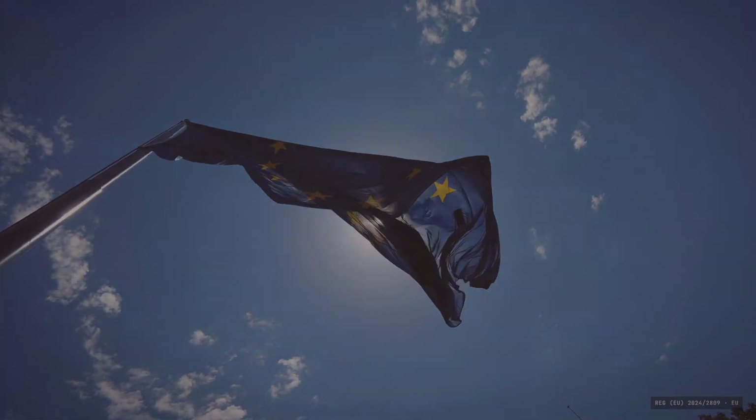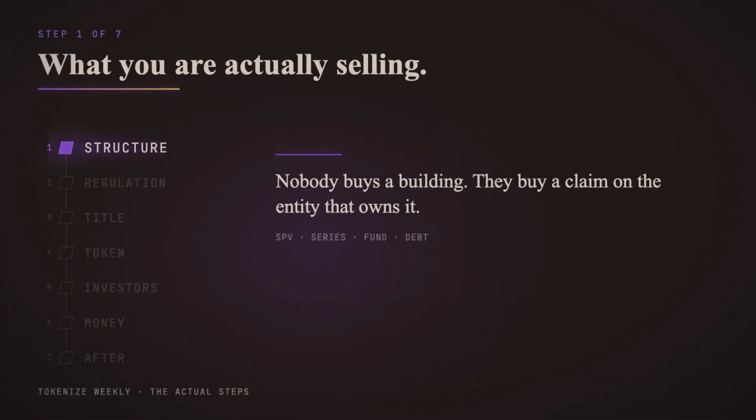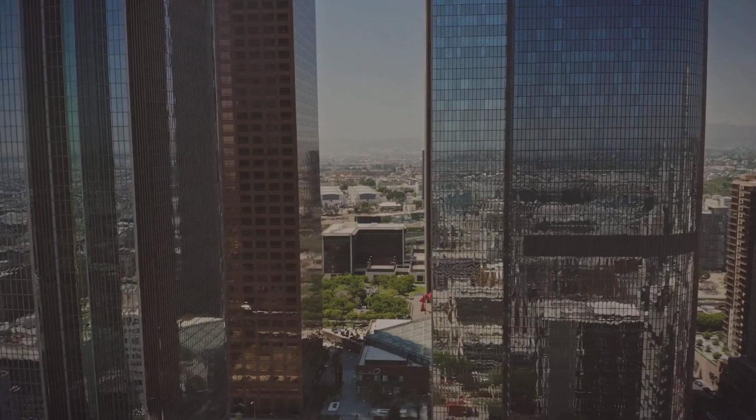Step 1. Nobody buys a building. They buy a claim on a legal entity that owns a building. Getting that entity right is the whole job, and it is the step people skip because it does not feel like technology. 4 common wrappers.